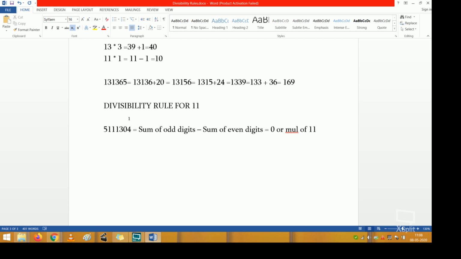Okay, this is 2, this is 3, this will be 4. Okay, this will be 5, this will be 6, and this will be 7. Okay, so do you get it? So you have 7 digits here.